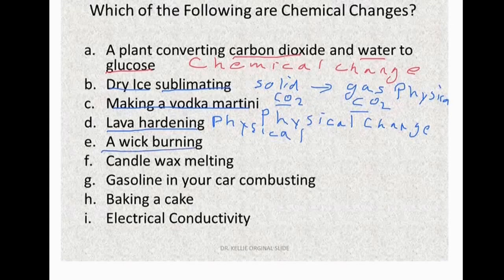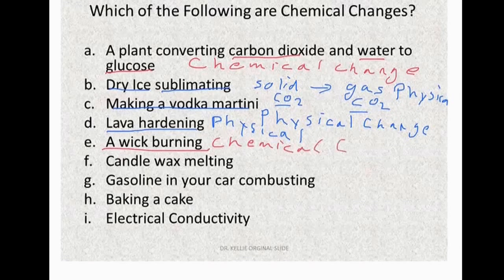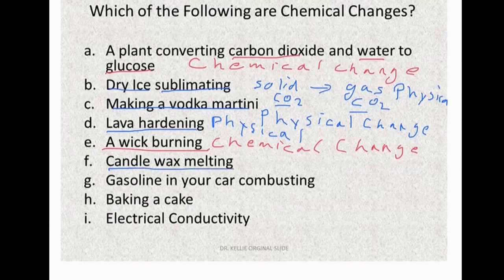A wick burning. What happens when you burn a wick? You change it into carbon dioxide and water, actually, water vapor. You're actually changing what a wick is. So since you're changing what the wick is, it's going to be a chemical change. Now, you're burning a wick and it's melting the candle wax. So you're going from solid wax to liquid wax, but it's still wax. So therefore, the melting of the candle itself is a physical change.